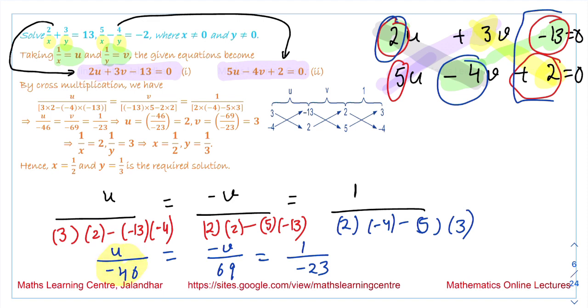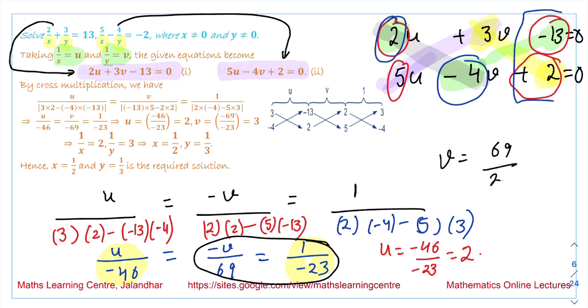Look at this term, u over minus 46 and 1 over minus 23. So what we get is u is equal to minus 46 by minus 23, that is equal to 2. Similarly, if we compare these two values, we get v is equal to 69 over 23. So the answer we are getting is 3. So these are the values we are talking about: u is equal to 2 and v is equal to 3. Now what we have substituted, we have written this is equal to 1 by x and this is equal to 1 by y. So the value of x is 1 by 2, and the value of y is 1 by 3.